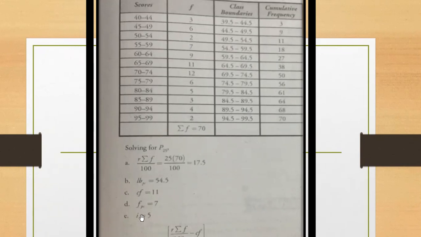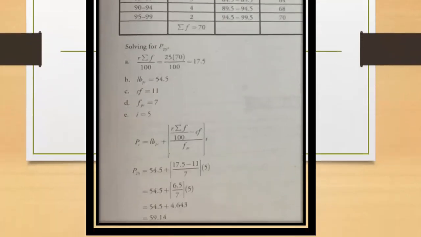Then for letter E, our interval, pwedeng sa boundaries kumuha, pwede din dito sa ating data. So, any po, kahit alin dito. So, 94.5 minus 89.5, we have 5. Or pwede rin dito, 75 minus 70 is also 5. Then after nyan, we will just substitute. So, 54.5 plus the quantity of 17.5 minus 11 over 7 times 5. And then, ganun lang po ulit. So, 4.643 plus 54.5, we have 59.14.